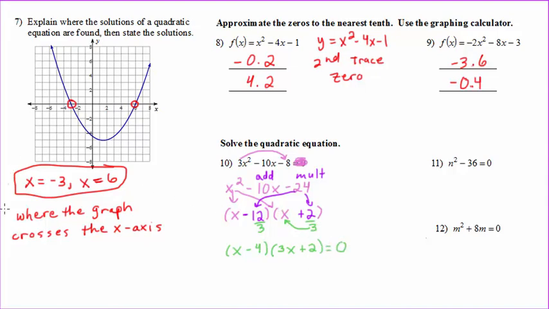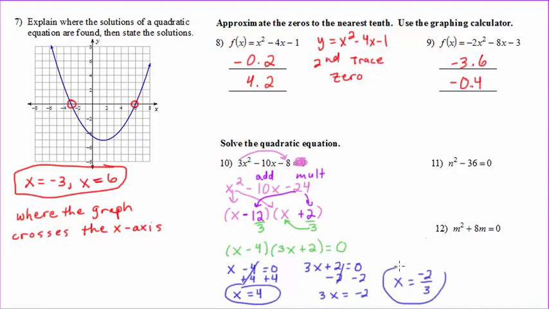And it equals 0 because we are actually trying to figure out what is x. So we set each part equal to 0. We solve, so here we would add 4 to both sides and get x equals 4. Here we would subtract 2 and say 3x equals negative 2. And then divide by 3, which means x equals negative 2/3. So there's our two answers, x equals 4 and x equals negative 2/3.